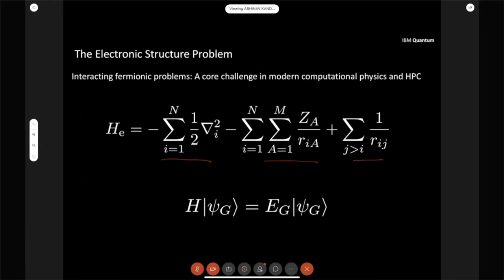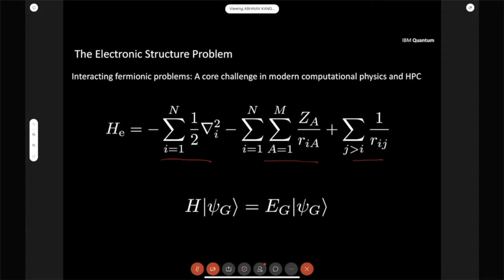We have to basically solve Schrodinger's equation, and we have this entire framework of quantum mechanics, right? But even in the 1930s, Dirac already identified that having to solve these equations exactly, and I'm going to use the word exact very often, and by that I mean, with no approximation, solving these equations is going to be a very hard task.